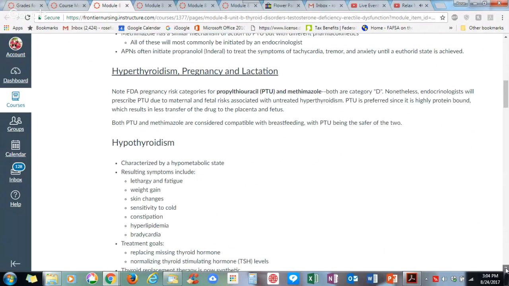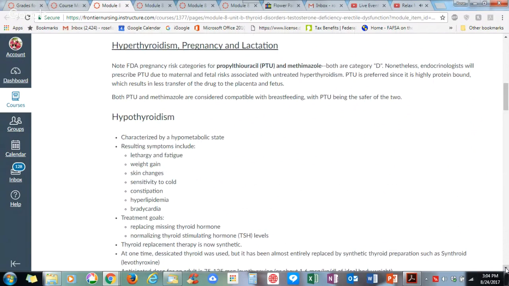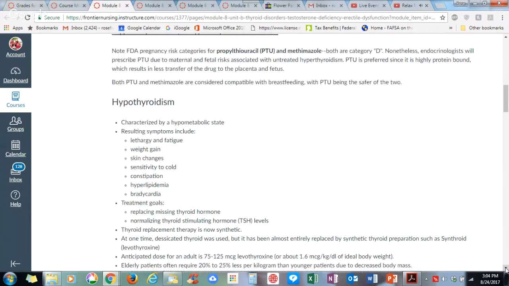Hyperthyroidism, pregnancy, and lactation. Note FDA pregnancy risk categories for propylthiouracil and methimazole both are Category D. Nonetheless, endocrinologists will prescribe propylthiouracil due to maternal and fetal risks associated with untreated hyperthyroidism. Propylthiouracil is preferred since it is highly protein-bound, which results in less transfer of the drug to the placenta and fetus.